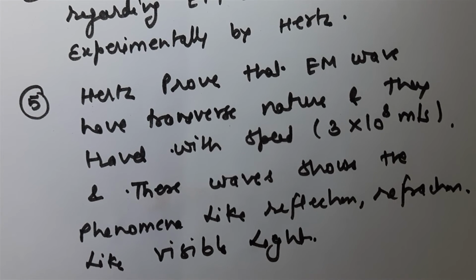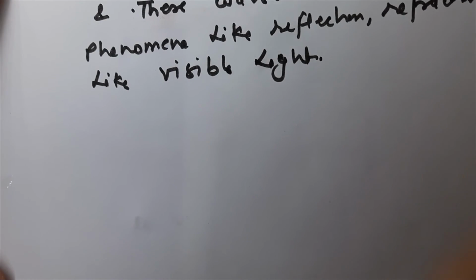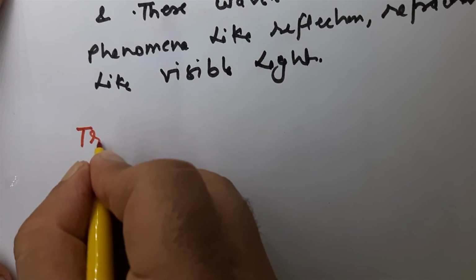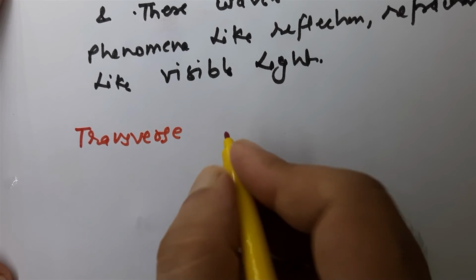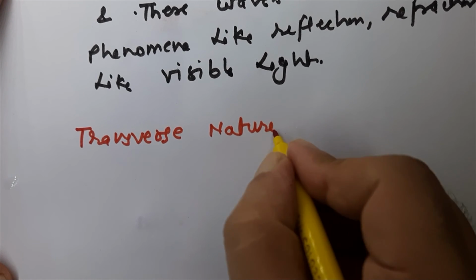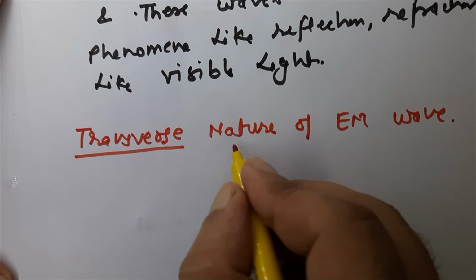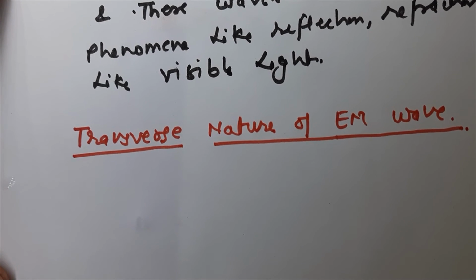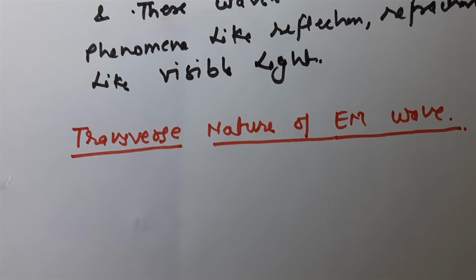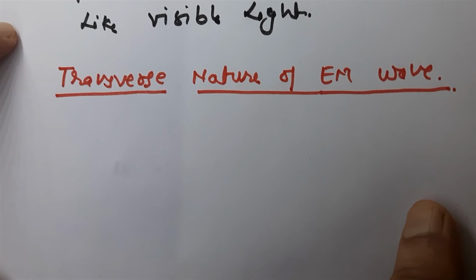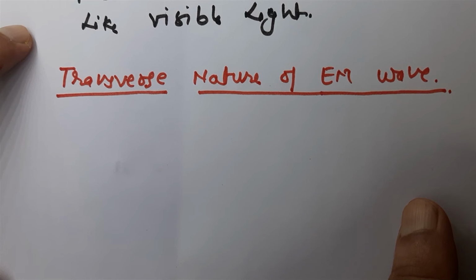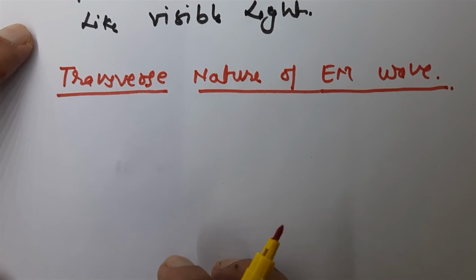So the next important thing that we can discuss is the transverse nature of electromagnetic wave. So when we say that the electromagnetic waves are transverse, we mean to say that the electric effects and the magnetic effects, we can say that the velocity of the EM wave, the electric vector E and the magnetic vector H, all three are mutually perpendicular to each other.